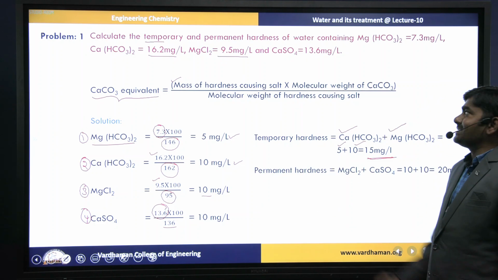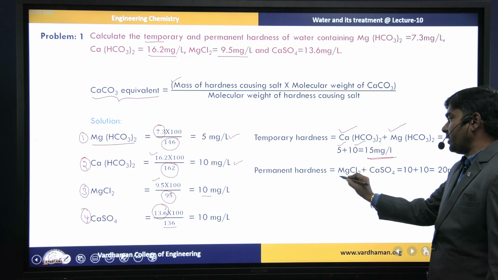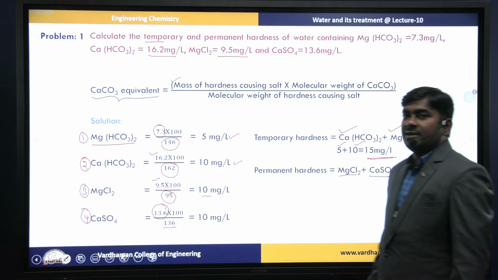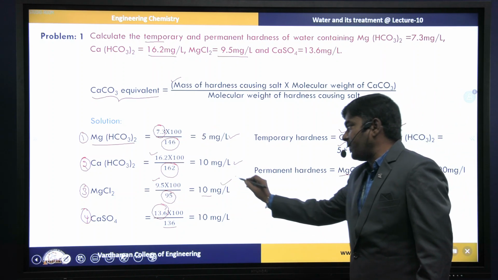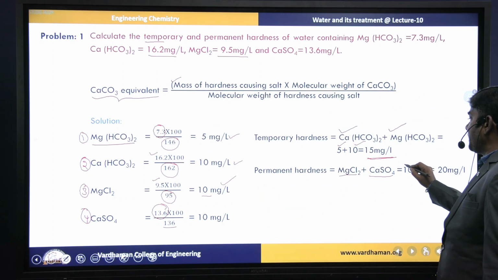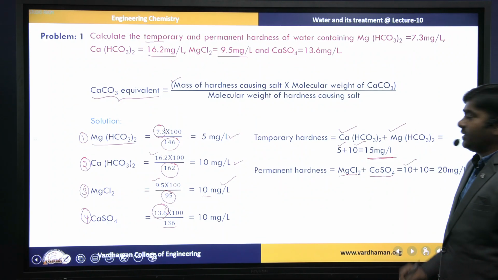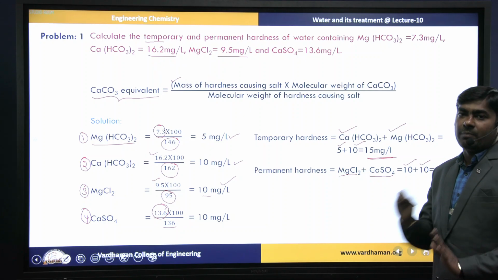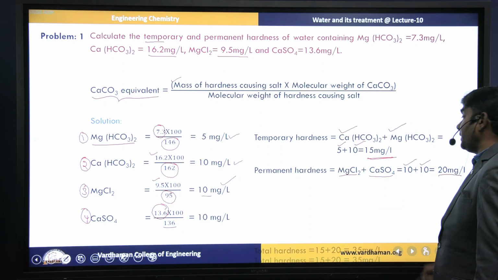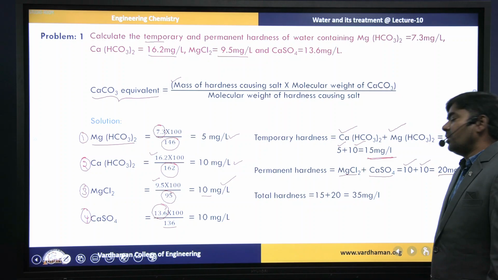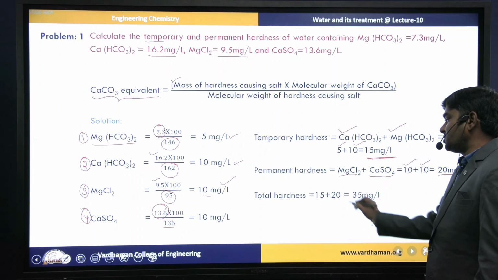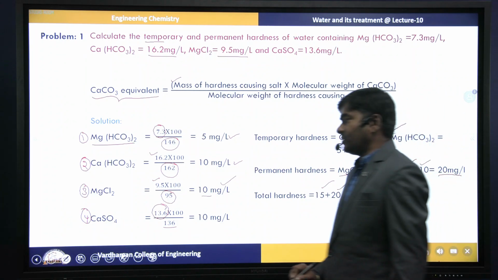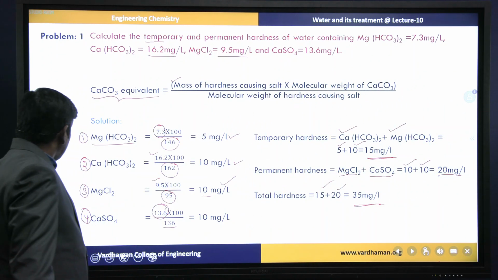Next step, permanent hardness, right? Permanent hardness causing salts from this data are magnesium chloride and calcium sulfate. For magnesium chloride, after conversion into calcium carbonate equivalent, we got 10 mg per liter. Next, for calcium sulfate also we got 10 mg per liter. So total permanent hardness is 20 milligrams per liter, right? Total hardness is permanent hardness plus temporary hardness, so 20 plus 15, we are getting 35 mg per liter. So like this we need to do the calculation of hardness.